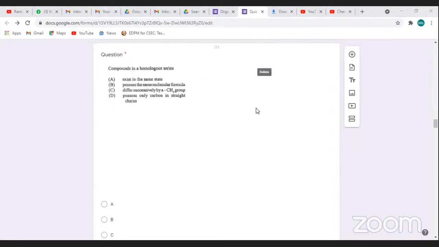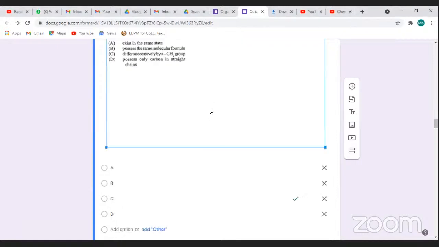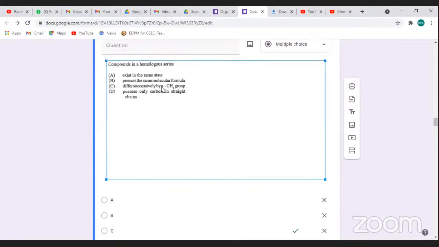A. All right, the answer is not A, because remember we spoke about fractional distillation, where some of the hydrocarbons exist as solids, some exist as liquids, and some exist as gases. So they don't all exist in the same state. The lower the number of carbons, those are gases. Then as you go up to higher carbons, you get liquids. And if you have a lot of carbons, you will have solids. The answer is C. They differ successively by a CH2 group.